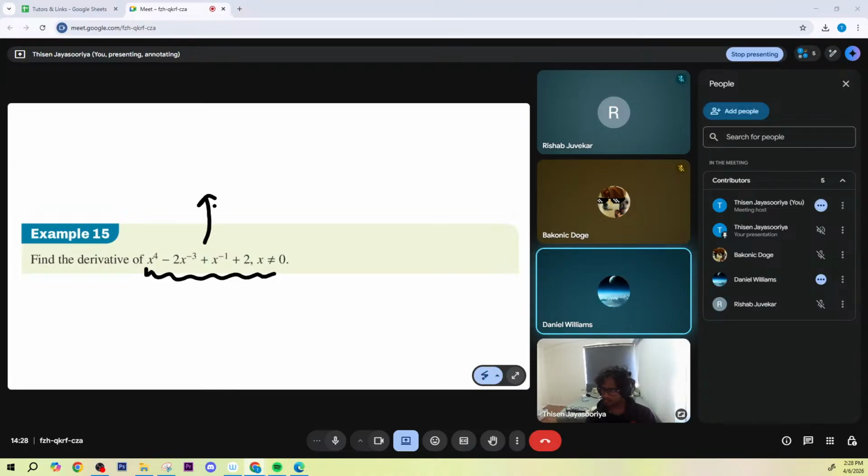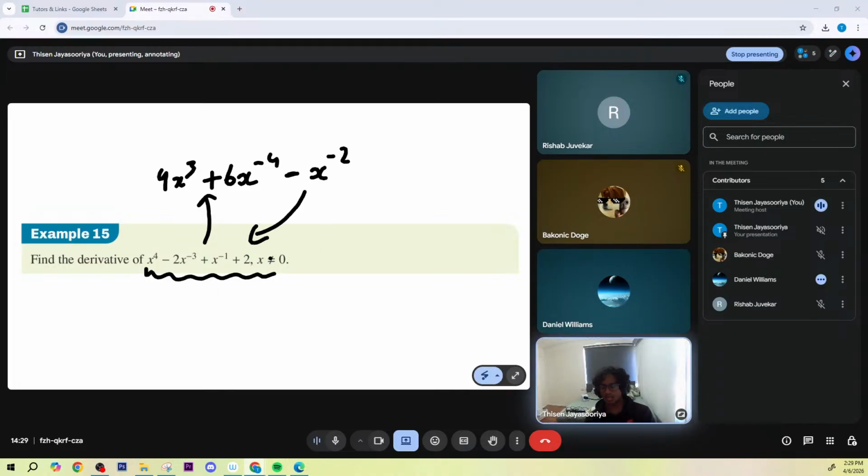So f prime would just be 4x to the power of 3 plus 6x minus 4 minus x to the power minus 2. Yeah. So we just use the power rule like we always do. It doesn't change whatsoever. We're using the same rule. It's just that we're using it for negative powers now.